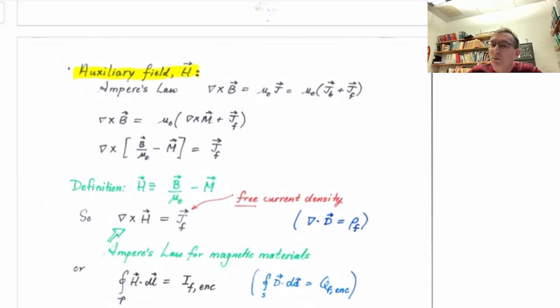Warning, some books will call this the magnetic field. Griffiths does not recommend doing that, and I agree with him. We will just call it the H field. Here's how we'll define it.